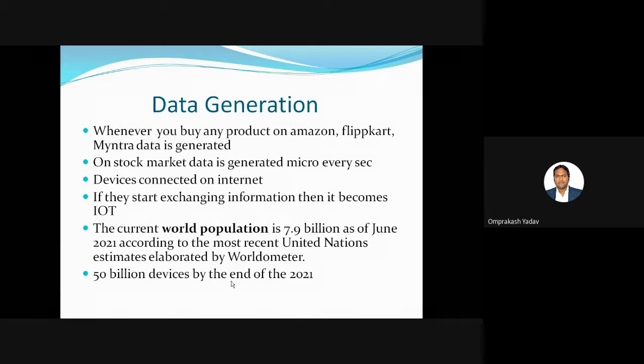We upload our pictures, we take so many pictures, we post on Facebook, we post on Twitter, we upload videos on YouTube. We are generating a huge amount of data. So devices connected to the internet, if they start exchanging information, then it becomes IoT. So what is IoT? IoT is nothing but devices which are connected with the help of the internet, and if they exchange information, then we say this is IoT, the Internet of Things.